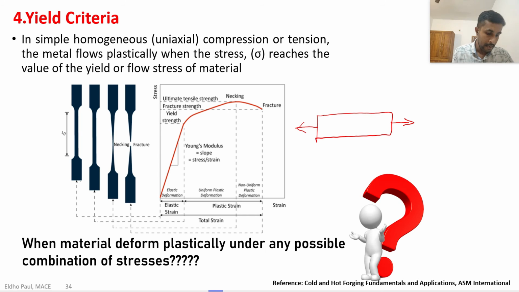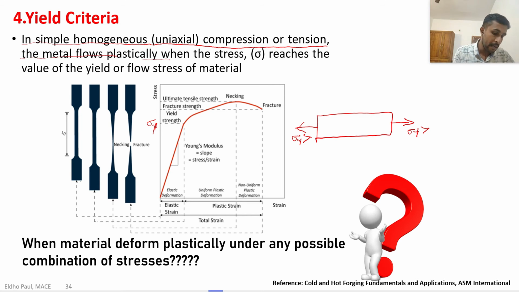It is very easy. The stress applied should be, for example, if this is sigma y, the yield point, the stress should be greater than sigma y. The stress applied on the material should be greater than sigma y. Then only do we get a permanent deformation.